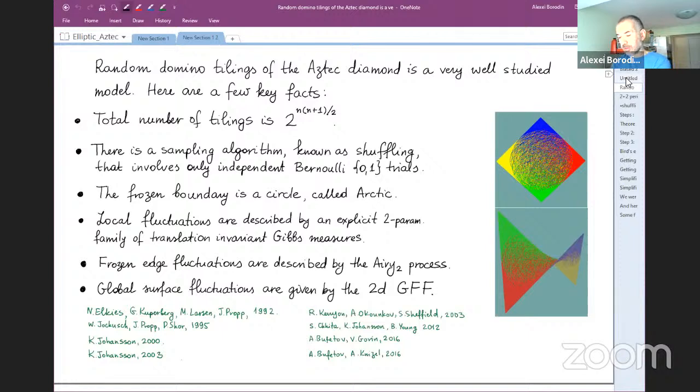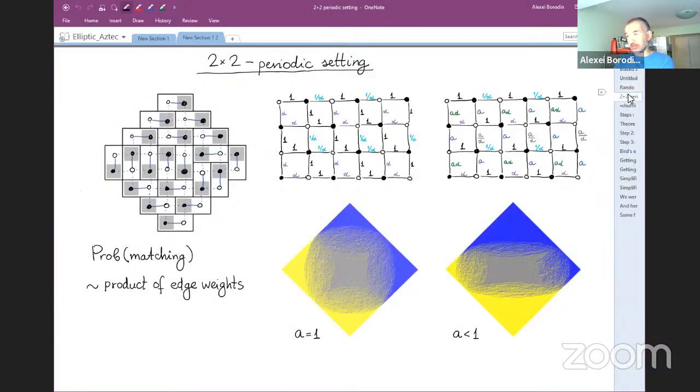Most of the phenomena that I listed here are universal. Well, not the shuffling and the number of tilings, but the fluctuation phenomena, and they are met throughout the world of similarly defined statistical physics systems. Now, once I said that everything is known about this model, what am I going to talk about?